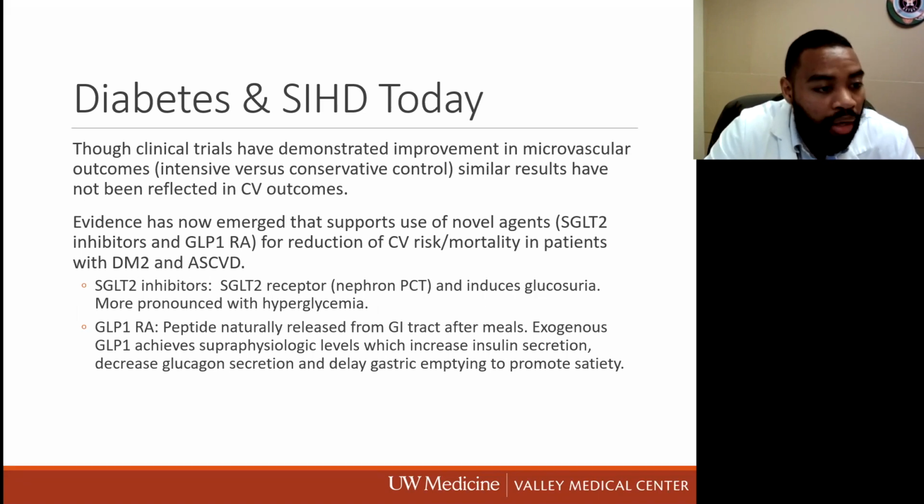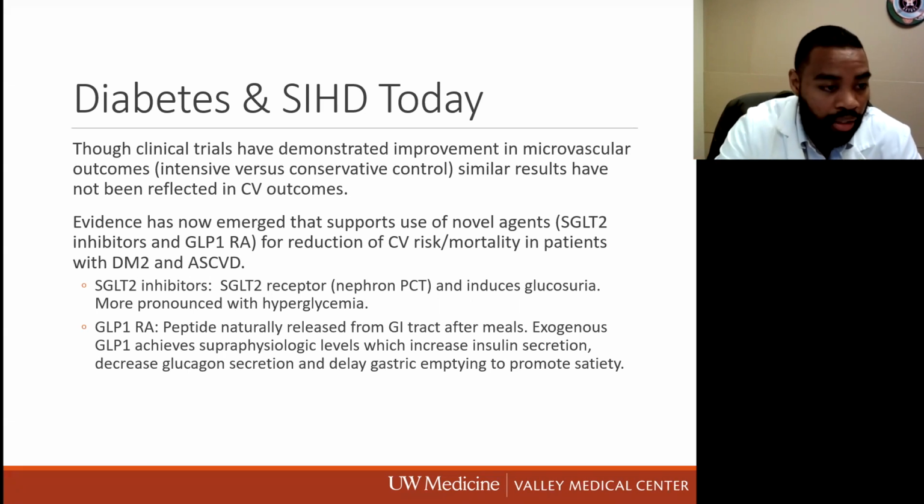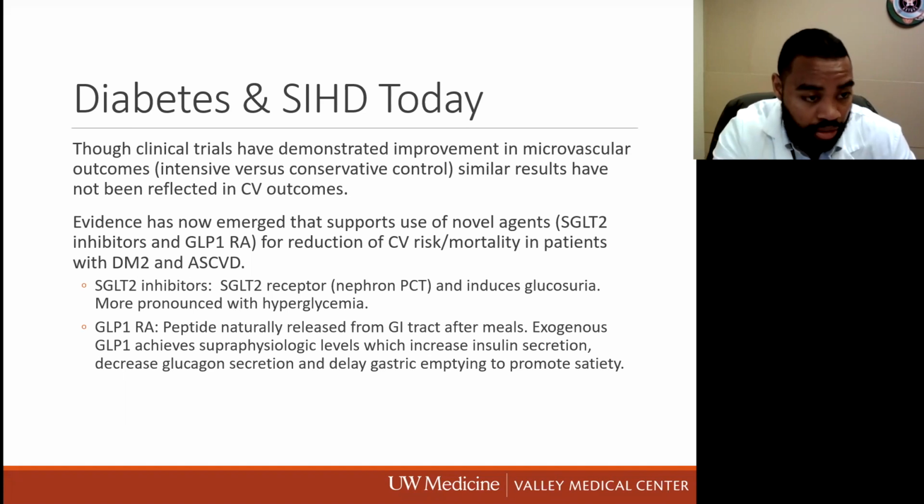Our GLP-1 receptor agonist. So GLP-1 is a peptide that's naturally released in the GI tract after meals. So actually giving GLP-1 in the form of this medication helps to achieve higher than normal levels, which set off this cascade of effects, sort of putting the body into a fed state, thereby decreasing glucagon secretion, increasing our insulin secretion, and delaying gastric emptying to promote satiety.